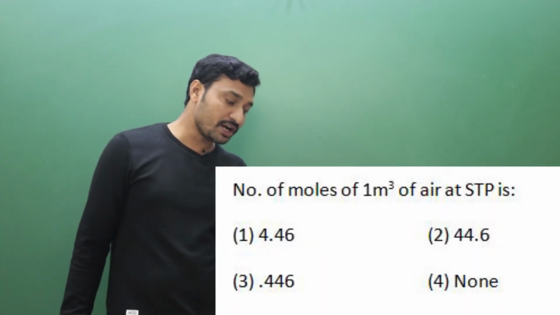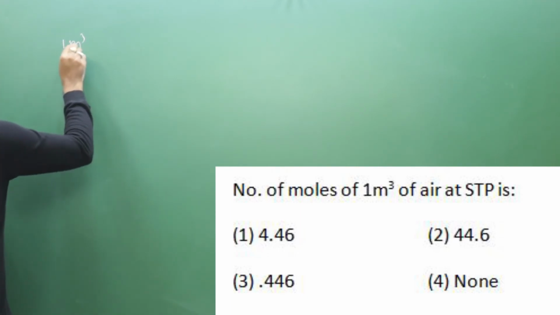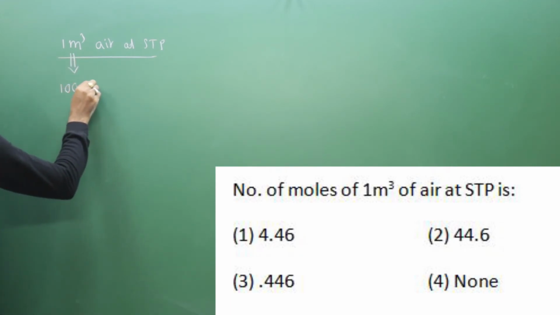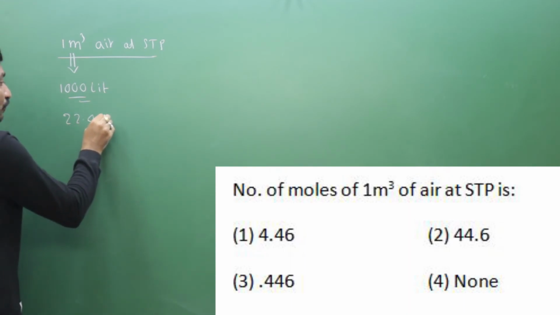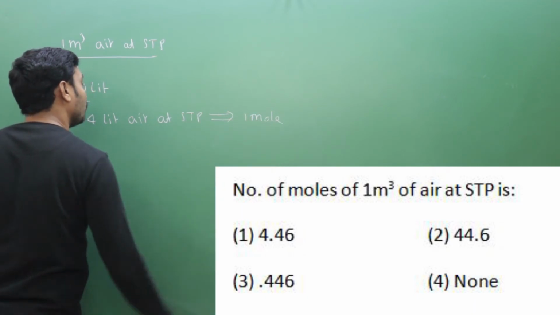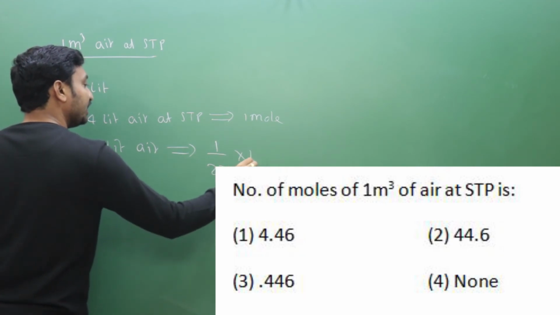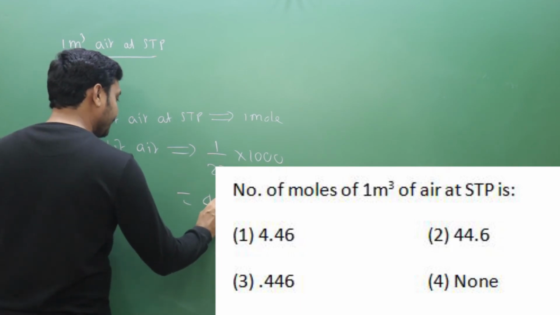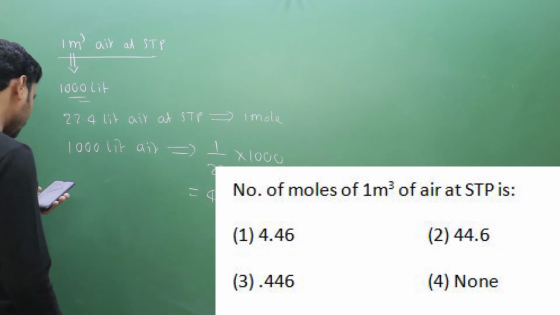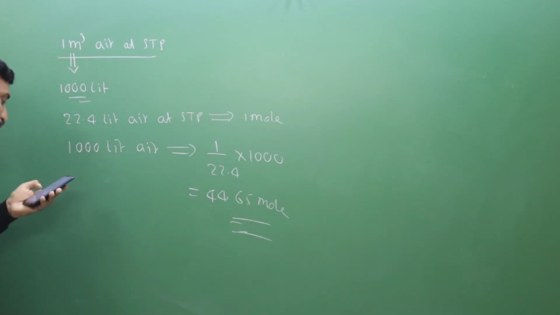Number of moles in 1 meter cube of air at STP. You know, 1 meter cube is equal to how many liters? 1000 liters. 22.4 liters of air at STP is how many moles? 1 mole. Then 1000 liters at STP is 1 by 22.4 into 1000. That is equal to 44.65 mole. Then what is the right answer? 44.6. Option 2 is the right answer.